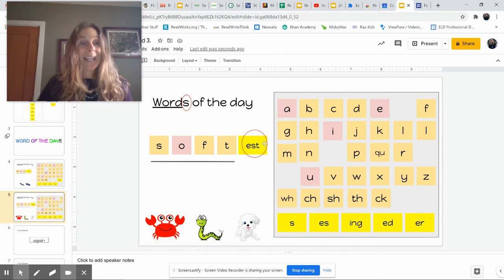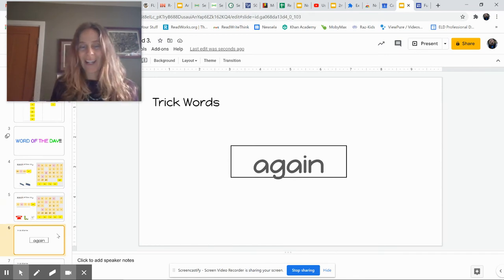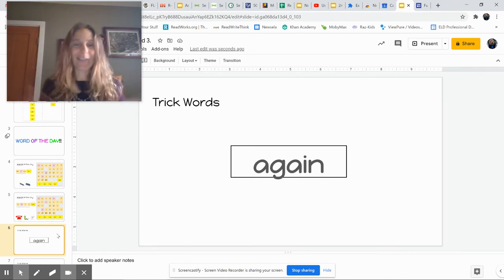Great work. Now we're going to go over some trick words. So let's take a look at my trick word here. My first trick word is a tricky one. These ones are going to be really tricky. This one is again. Yep, like you're going to have ice cream for dessert again? Well, of course I am, because I love ice cream. So again means you're doing it over another time or maybe multiple times.